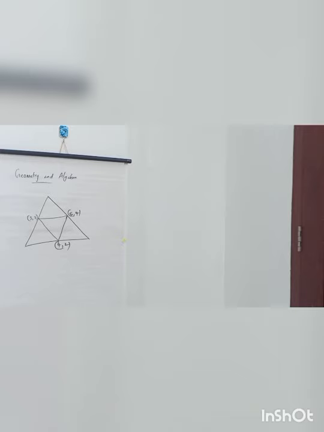That is, the midpoints are given. You have to find the vertices of the large triangle.